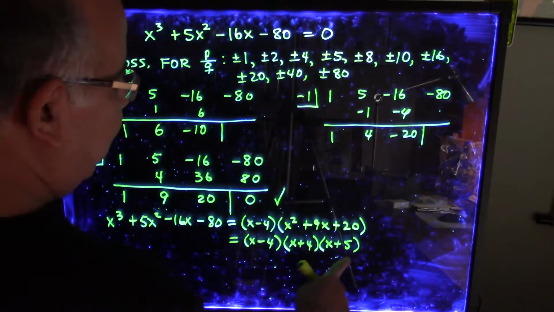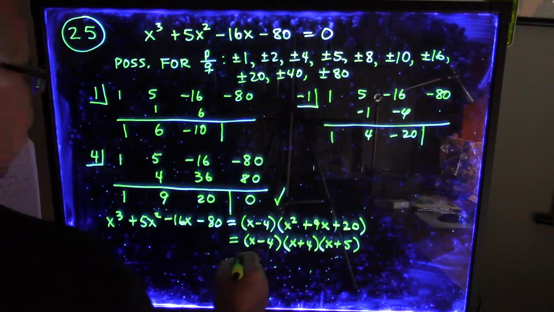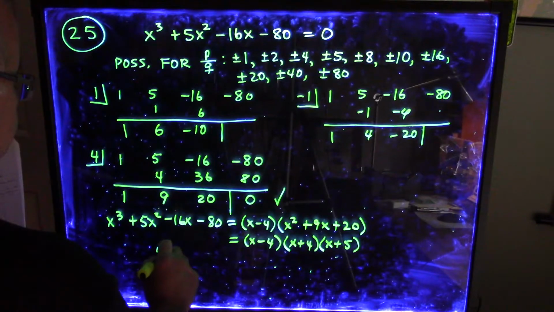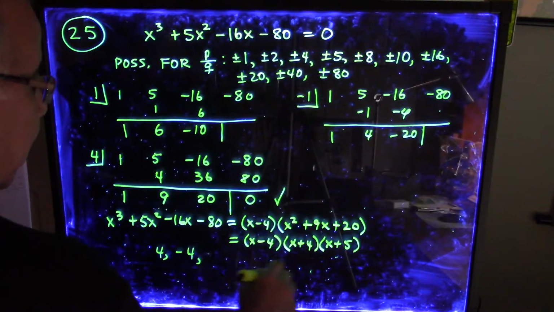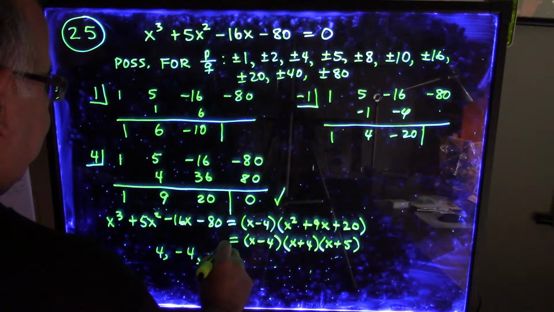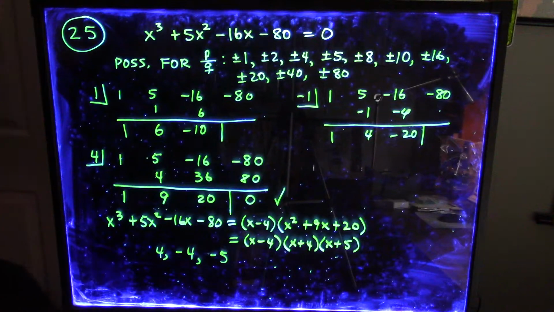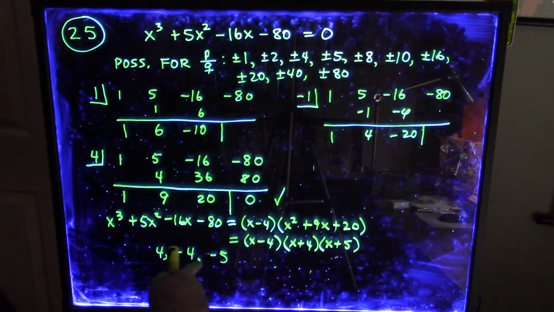Now you set all this equal to 0 and solve for x, and you will get the following zeros. From this one you get x equals 4. From that one, -4. And from that one, -5. So you set each of these factors to 0, solve each of those separately, and you get your zeros. There you go.